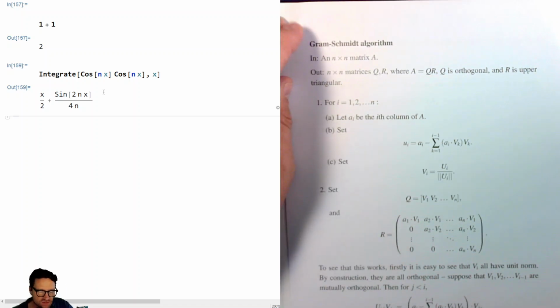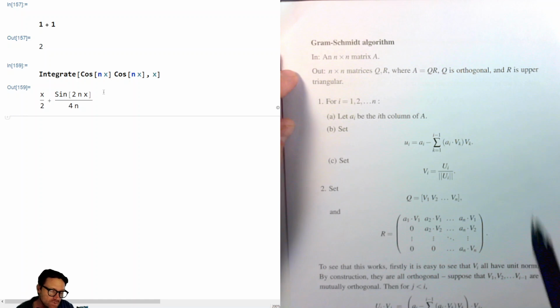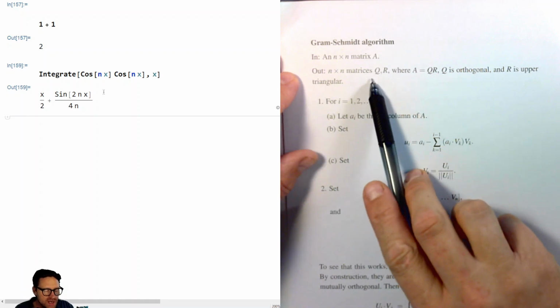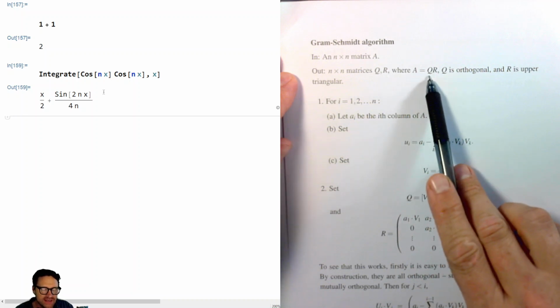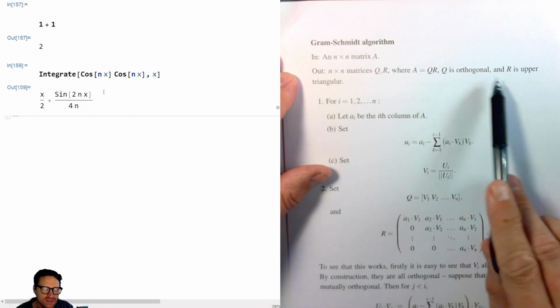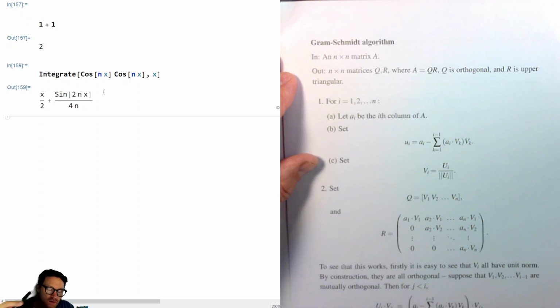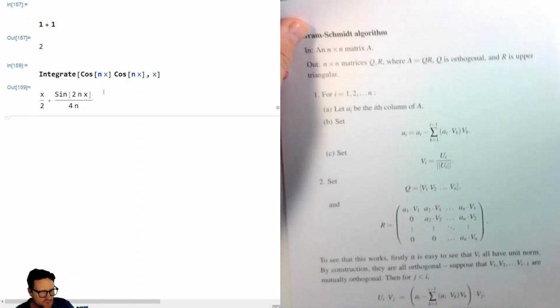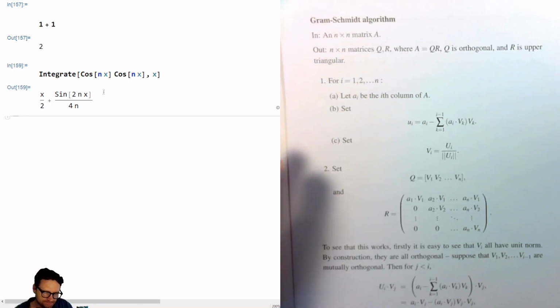Okay, so that brings us to the Gram-Schmidt algorithm. So what goes in? An n by n matrix A, so a square matrix. What comes out? An n by n matrix Q and an n by n matrix R, where A is equal to Q times R, Q is orthogonal, and R is upper triangular. And this is the routine, but I'll describe it to you from the point of view of 3x3s, because it's just above trivial in size, but it's not too big.